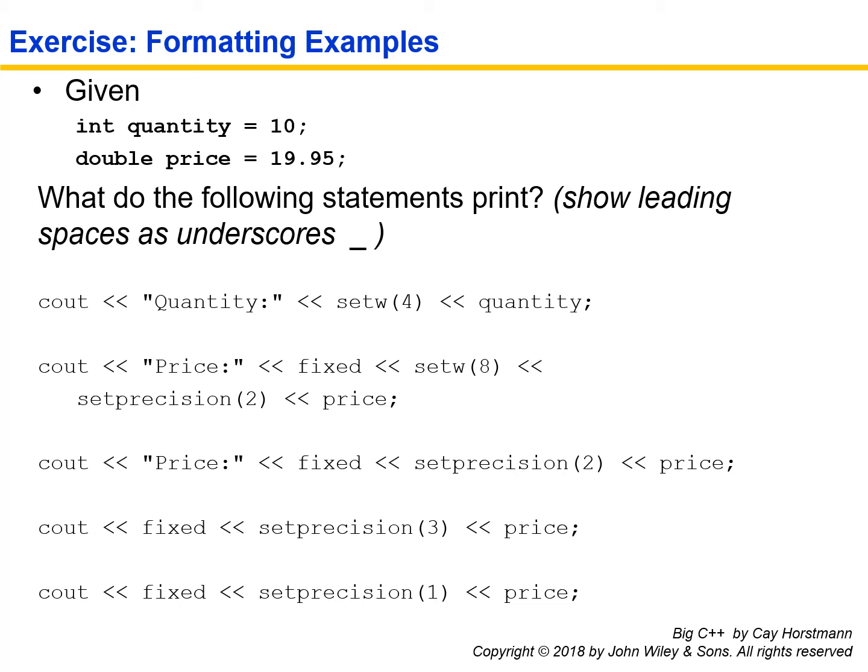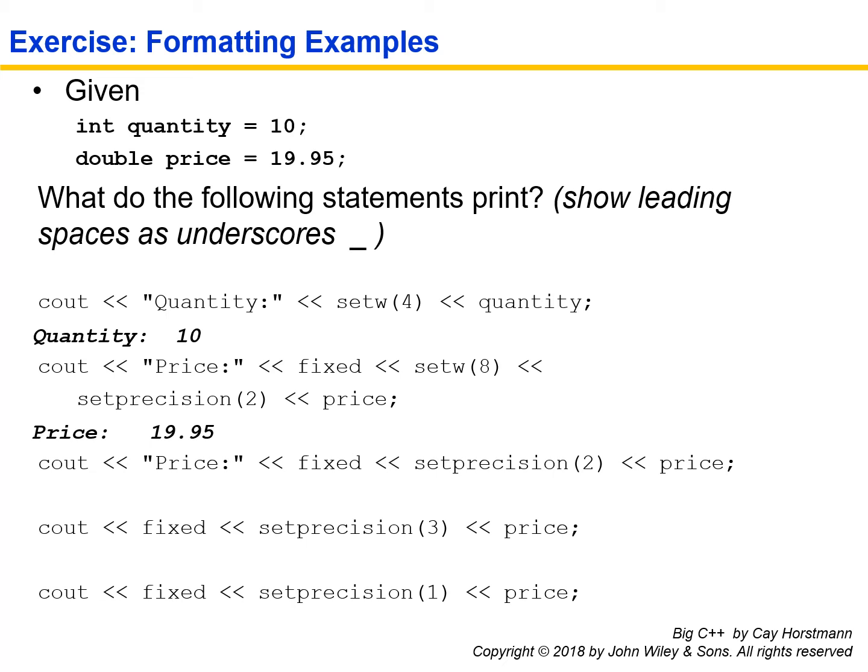If we have quantity, then set width 4, and then we print quantity, which has the value 10, we're going to have this quantity colon space space 1, 0. Price, then we have fixed, set width 8, then set precision 2, and then price. We're going to have price and then 3 spaces and then 19.95.